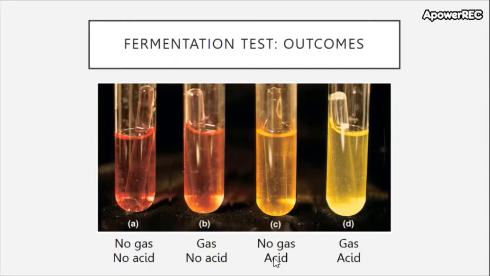You can also have no gas and acid production. As we can see in C, there's no bubble that rose up through the Durham tube, but there was acid production. And then finally, in D, we have gas and acid. Here's the yellow pH indicator and a clear bubble at the top, as you can compare it to the other tube, which is just solid yellow.